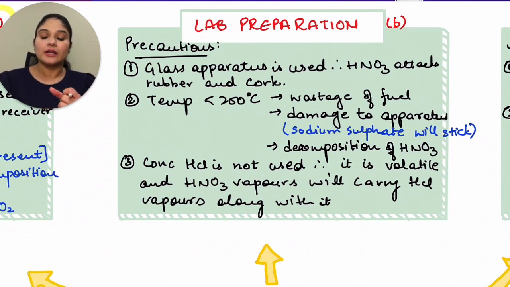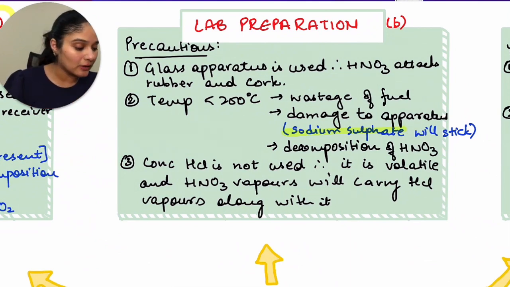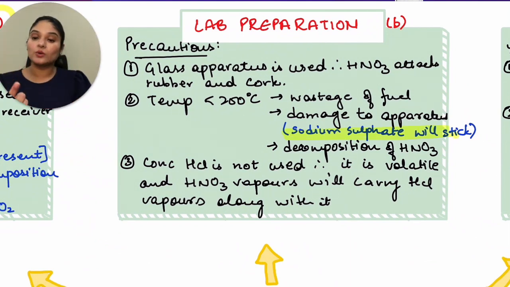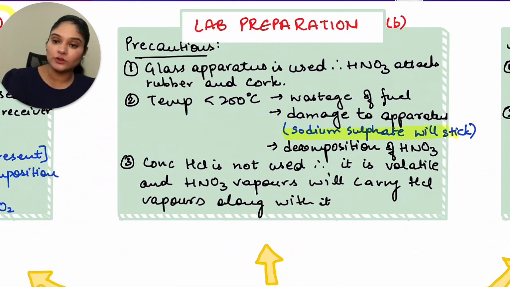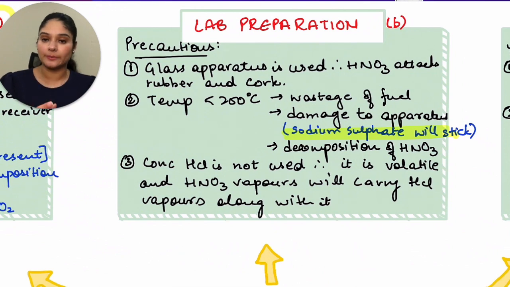The second reason is that the apparatus can get damaged, because at higher than 200 degrees Celsius, sodium sulfate, Na2SO4, is formed. It is a very sticky substance and it can get stuck to the bottom of the flask. It is very difficult to remove, and the apparatus may also break. So that is the reason the apparatus can get damaged.